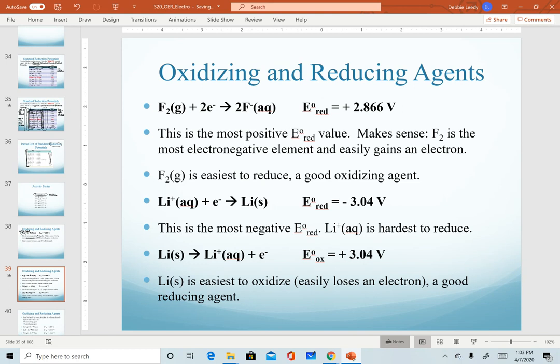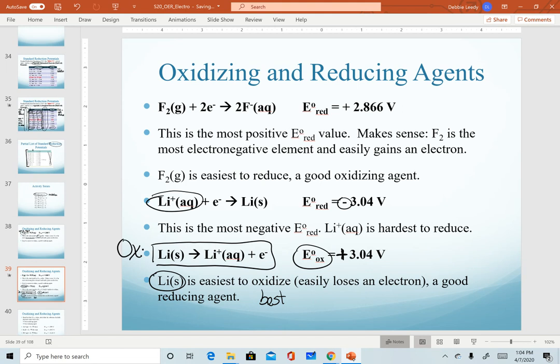Adding to that, we saw that the lithium ion had the most negative reduction potential, meaning that lithium ion of the list I gave you is the hardest one to reduce. However, what that also tells us is because it's the hardest one to reduce, if I reverse this equation and write it as oxidation, and then write my oxidation potential of a positive value, now it turns out that lithium solid of that series is the easiest one to oxidize. Since it's the easiest one to oxidize in that list I gave you, that makes it the best reducing agent.